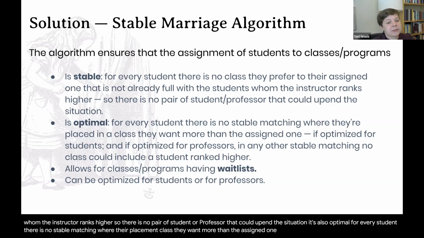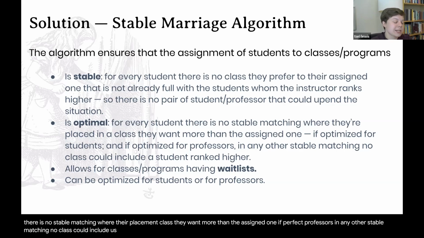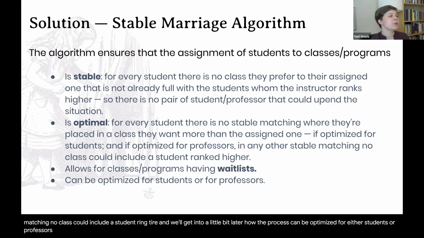If optimized for students and if optimized for professors, in any other stable matching, no class could include a student ranked higher. And we'll get into a little bit later how the process can be optimized for either students or professors, but those are the two options for how the stable marriage algorithm can work.